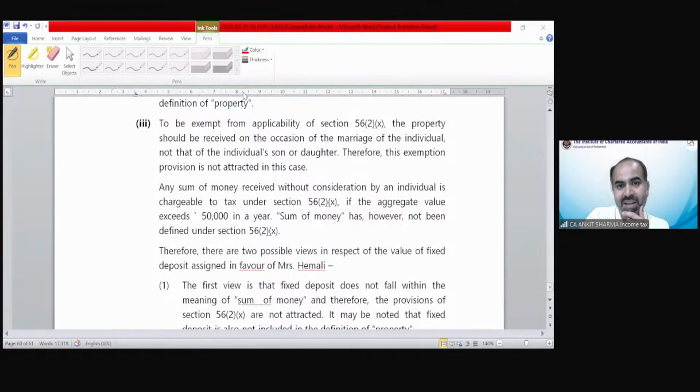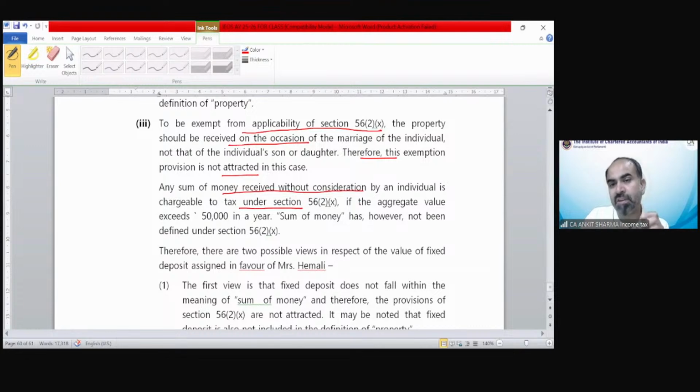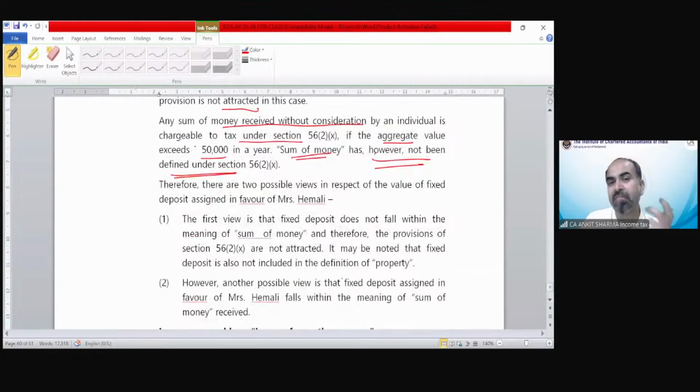The study says that to be exempt from applicability of section 56(2)(x), the property should be received on the occasion of marriage, etc. Therefore, this exemption is not attracted because there is no marriage. But a different scenario arises. Any sum of money received without consideration by an individual is chargeable to tax under section 56(2)(x) if the aggregate value exceeds 50,000 in a year. However, sum of money is not defined under section 56(2)(x). So the term sum of money has not been defined.